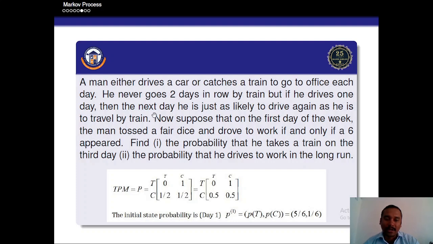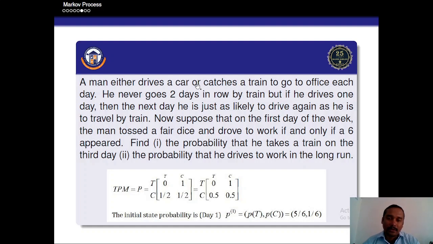But if he drives one day, the next day he is just as likely to drive again as he is to travel by train. Now suppose that on the first day of the week, the man tossed a fair dice and drove to work if and only if a 6 appeared. Find the probability that he takes the train on the third day. Second, the probability that he drives to work in the long run. So this problem deals with the behavior of a man.